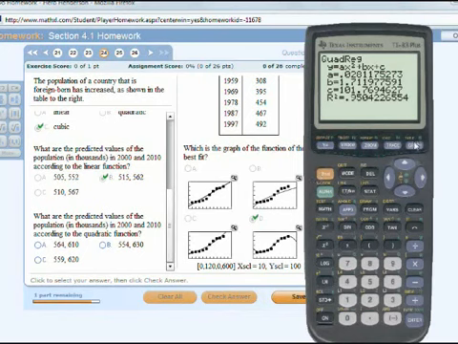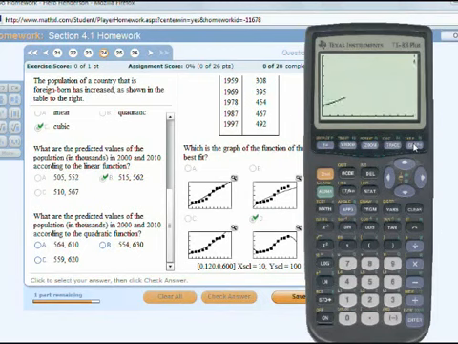There it is. And we're going to use the same trace trick as before. So here we go. We're looking at the year 2000, so we hit trace and type in 100, enter, 554.14. This looks suspiciously like this one.